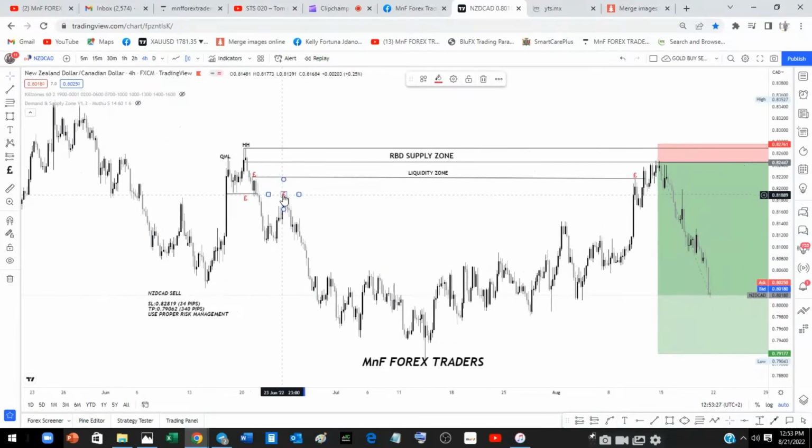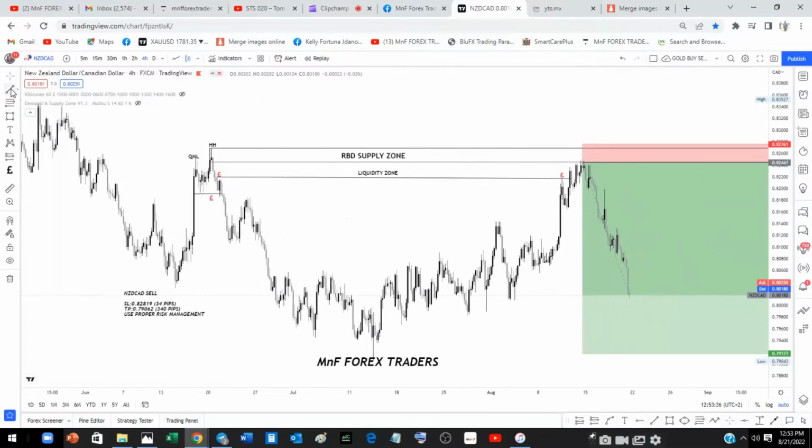Then what did we have here? We had liquidity at this level right there, equal highs. Okay. And then another thing that we had was this nice compression here. You can see that the market was compressing beautifully here. You can actually see that and appreciate it. So a nice compression right there.